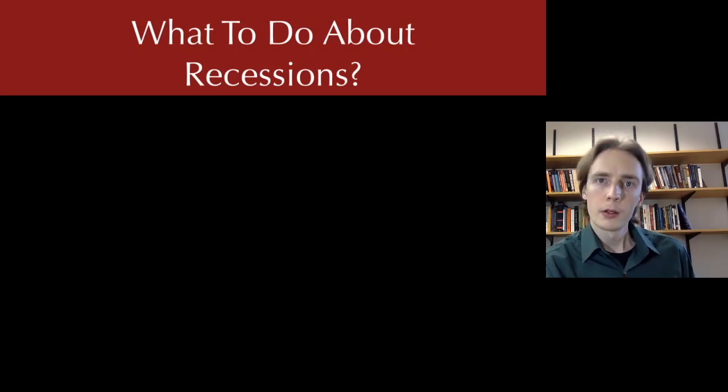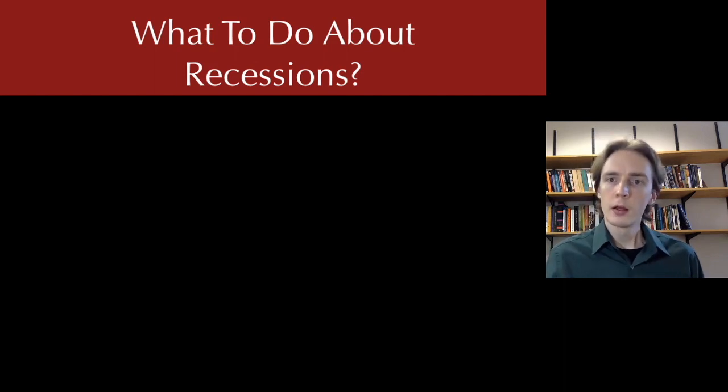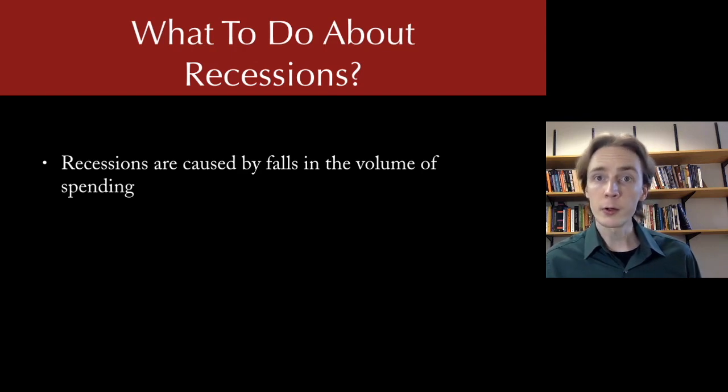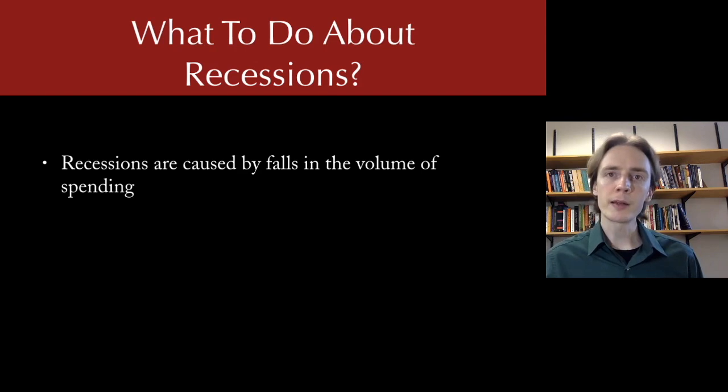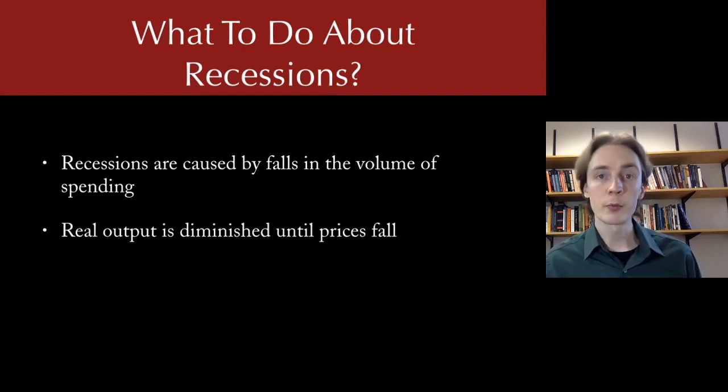Welcome back. So we've talked so far about what is a recession and what are the various factors that might cause recessions. So today we're going to move on to the question, what do we do about recessions? So we know so far that recessions are caused by falls in the volume of spending when prices are sticky. So prices in general are going to be too high. And by the same token, in a boom, prices are going to be too low. Right? The volume of spending has risen, but prices have not yet. And so in the case of a recession, real output is going to be diminished until prices fall.